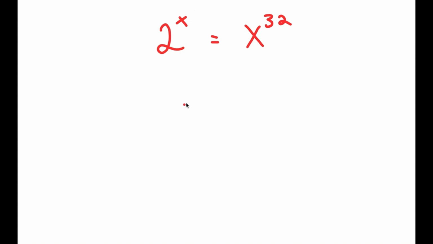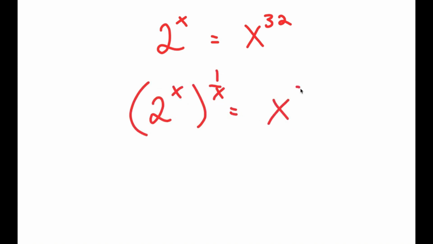So, to solve this, I'm going to first start by taking the power of 1 over x on both sides. So I get (2 to the power of x) to the power of 1 over x is equal to (x to the power of 32) to the power of 1 over x.